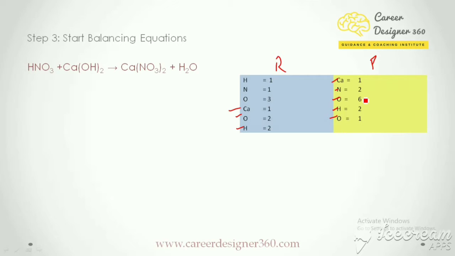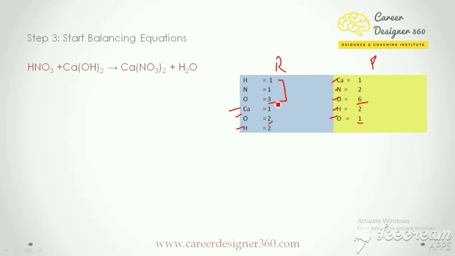So we can see that there is a clear mismatch in the number of atoms in the left hand side as well as in the right hand side. The number of oxygen atoms in the left hand side is 5, whereas in the right hand side it is 7. There is a clear mismatch. The number of nitrogen is 1 in the left hand side and 2 in the right hand side. So what we will be doing is adding some stoichiometric constants.